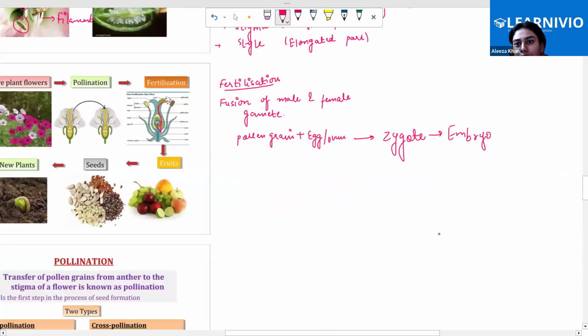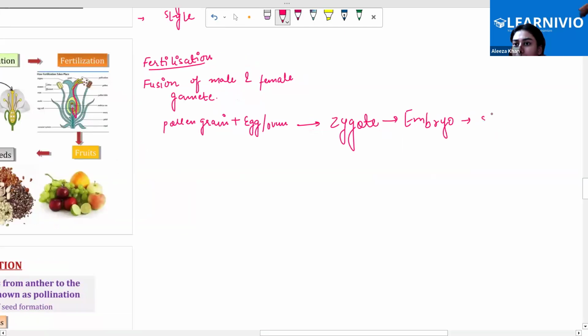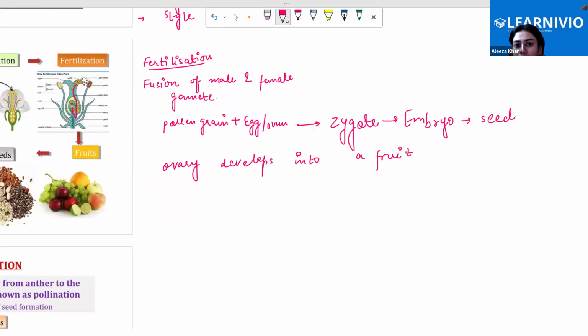Okay, so one point was left in the fertilization. Here, the process is fusion of male and female gamete. So here pollen grains are fusing with the egg or the ovum, leading to the formation of zygote, then embryo. Further, this embryo will develop into a seed. At last, after maturing, it will develop into a seed, and the ovary develops into fruit. Got it? Yes or no?